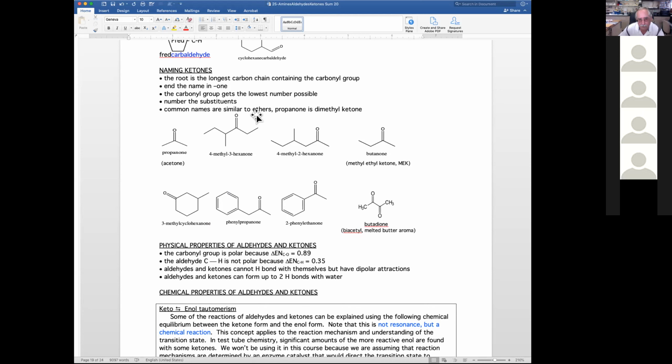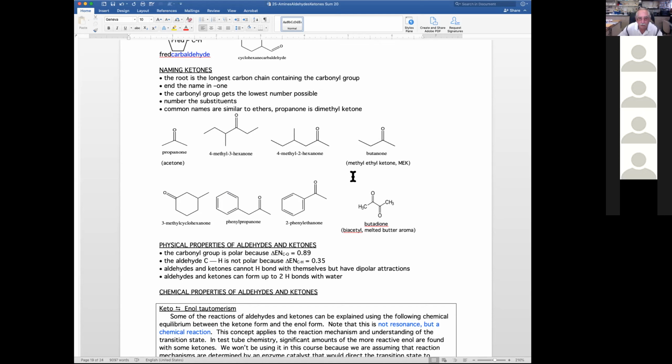So notice that I often choose structures that indicate certain things to you. Then 1, 2, 3, 4. This should be 2-butanone. So why do they not put the number 2 there? Well, we don't need to. If I put it here, it's on the 2 position. If I move it over here, it's also on the 2 position.